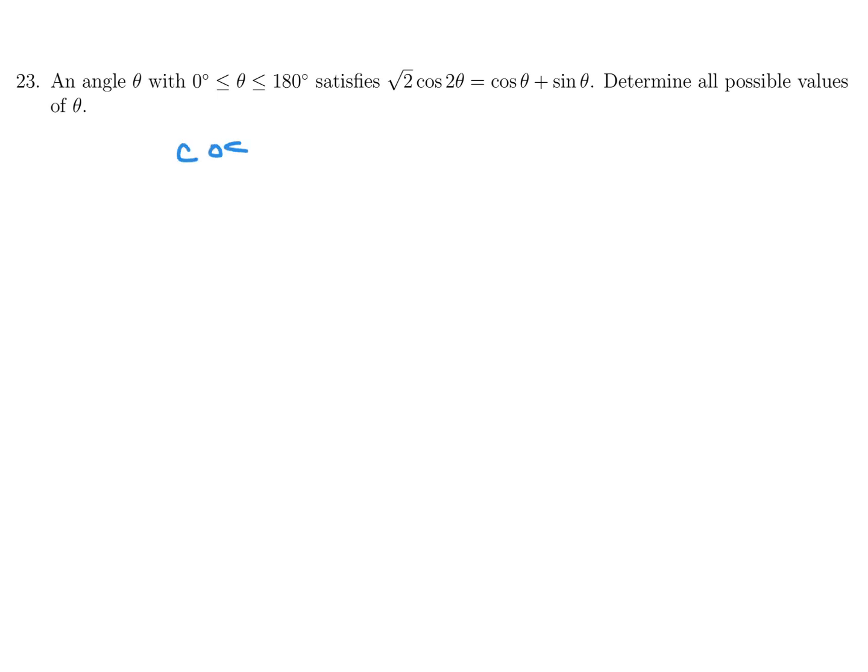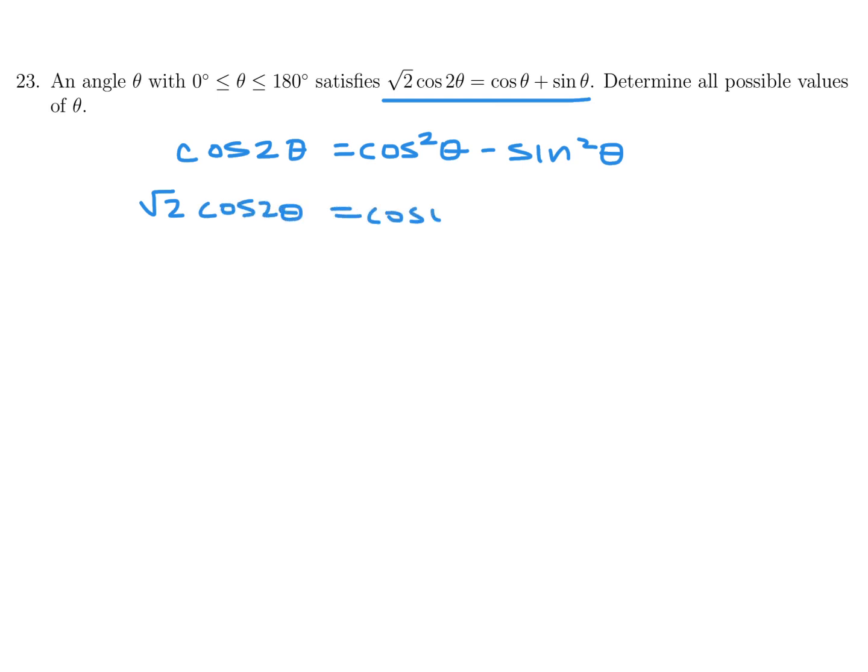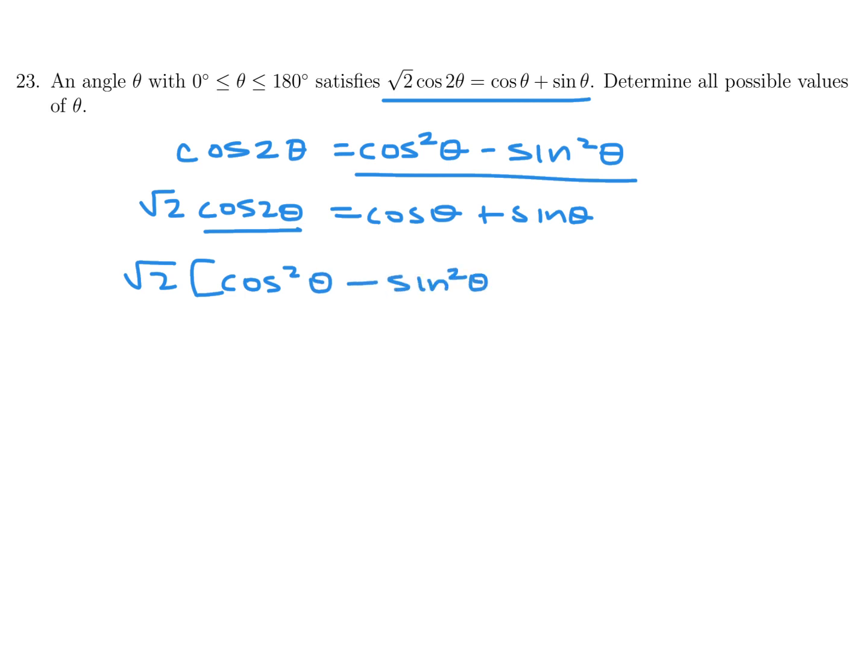Well, we're going to use some trig identities here. And then we are given this. I guess root 2 cos 2 theta is equal to cos theta plus sine theta. And then this is this. So let me put that in. So root 2 times cos squared theta minus sine squared theta is equal to cos theta plus sine theta, right? I believe so.